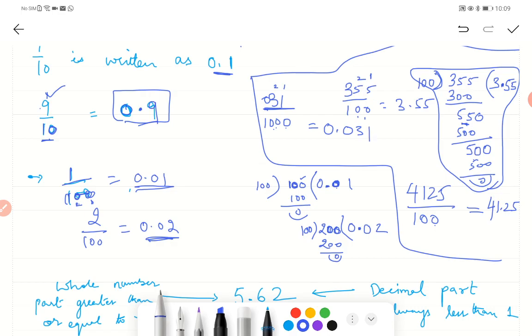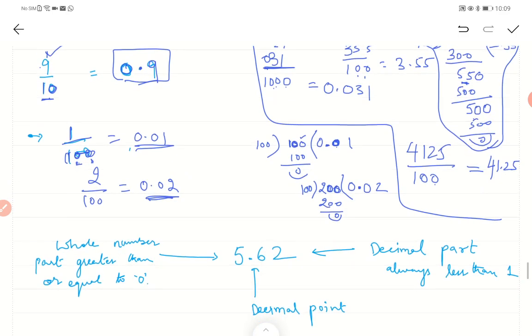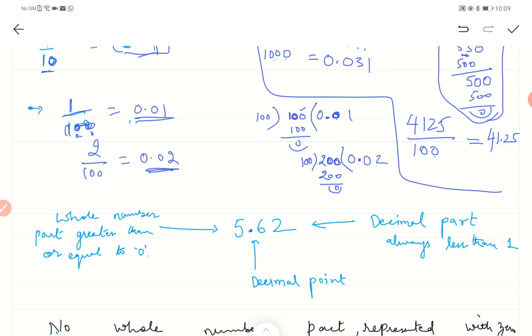Okay. So now what exactly is this decimal point? Let me explain this. See, any number, if I have something like 5.62, okay, this is the decimal point. And this part is called the decimal part. The number after the point is called the decimal part. And remember, this decimal part is always less than 1. And the part on the left side of the decimal point, we call a whole number.